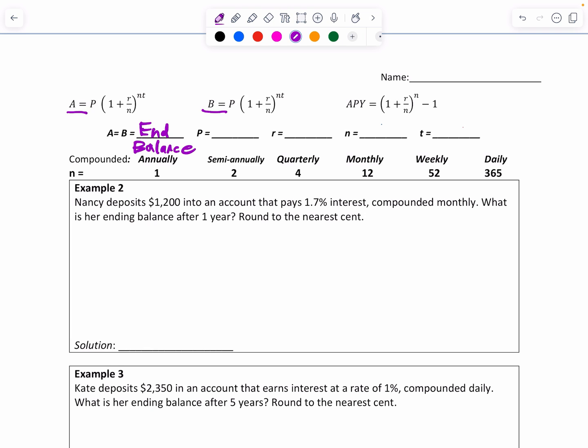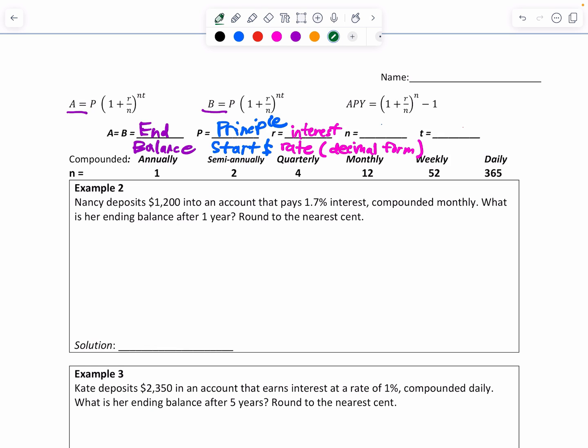Now, P, that's the same thing we were doing yesterday. P is still your principal. That's how much money you start with, how much money you deposit in your account. R, same thing we were doing yesterday. R is still your interest rate. But remember that has to be switched to decimal form. Got to move the decimal before you plug in.